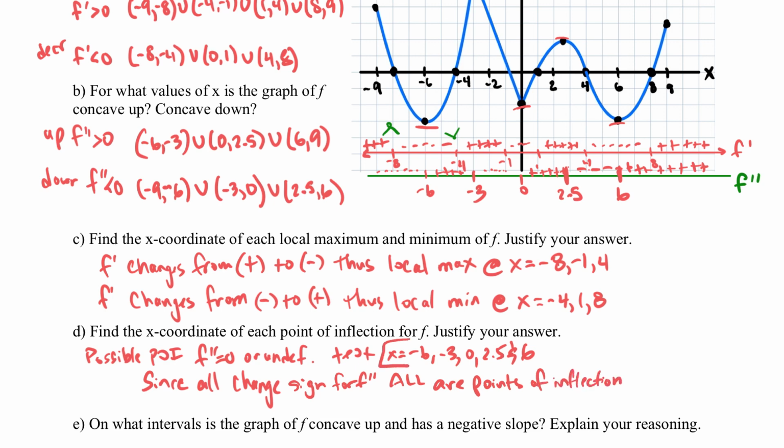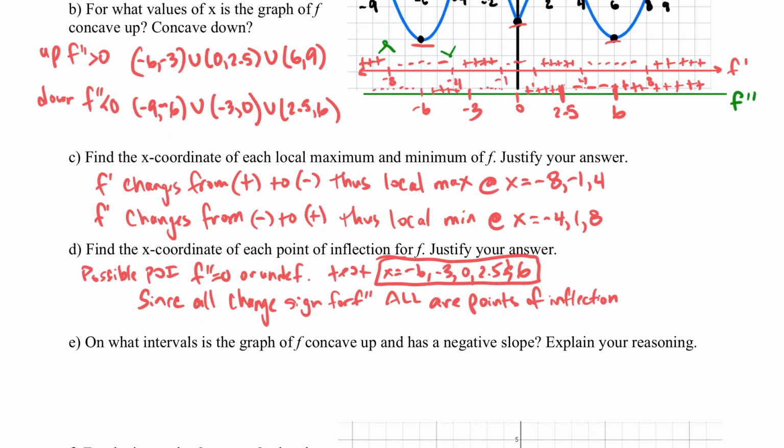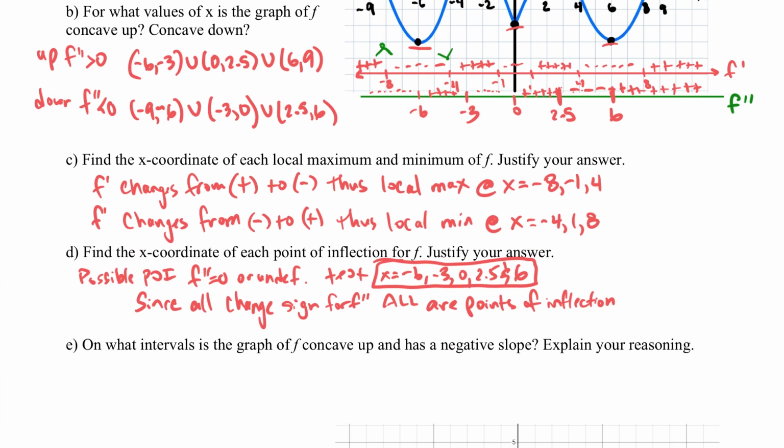So all of these end up working, so every single one of these is a point of inflection. Okay, next I need to determine where the graph is concave up and has a negative slope. So we're looking for this. We are looking for concave up, negative slope. All right, so here's what I'm going to do.